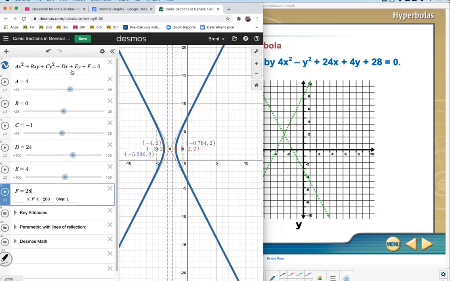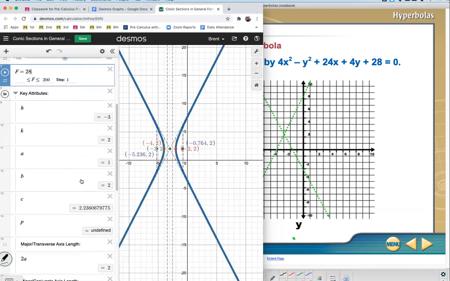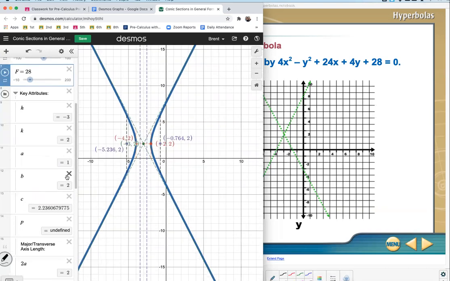Now, notice all of this, in my calculator, is programmed as if it's on the left side of the equation. If you have something on the right, on a different problem, you would need to subtract it or add it over so that everything's on the left side of the equation. It's set equal to 0. So here's my hyperbola, just like we had a second ago. If you click on key attributes, you could plug in your values. So now let me shrink this so we can see them all.